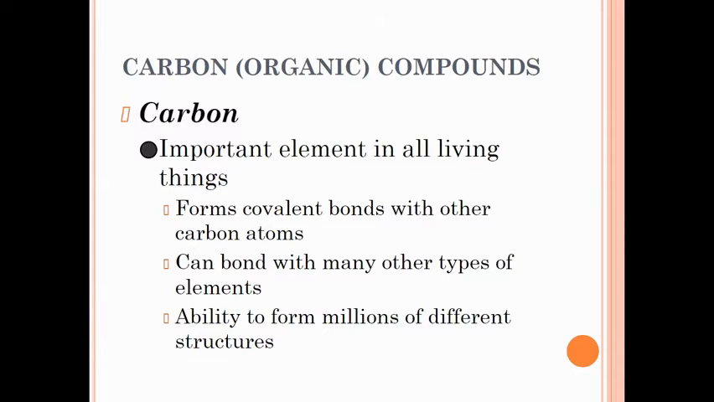Carbon or organic compounds are made of carbon. And of all the elements, carbon is one of the most important elements in all living things. And there's a few reasons for this. First, carbon's able to form covalent bonds with other carbon atoms. And remember, covalent bonds are the strongest bonds, and so it can form very strong structural components of living things.